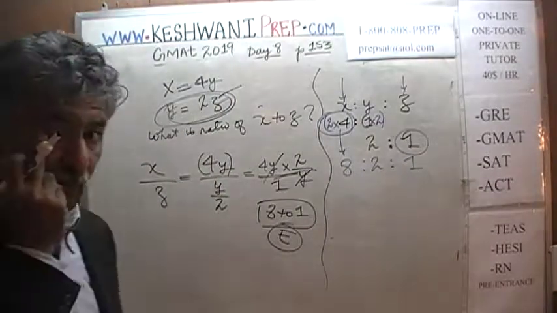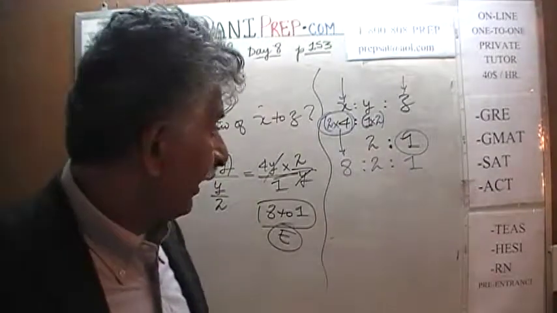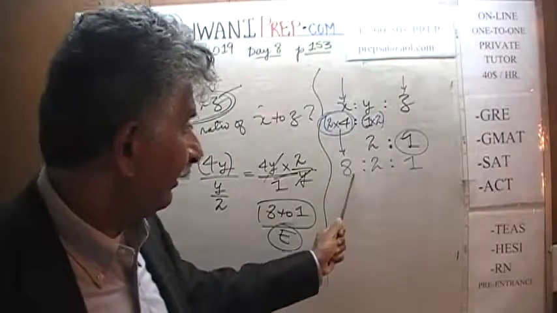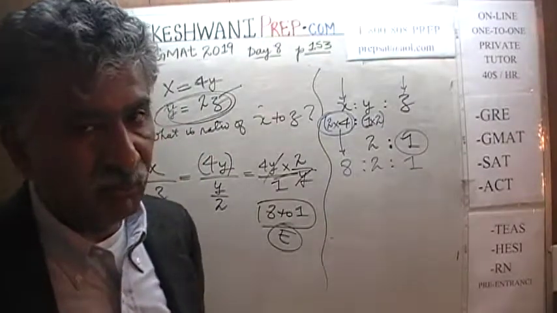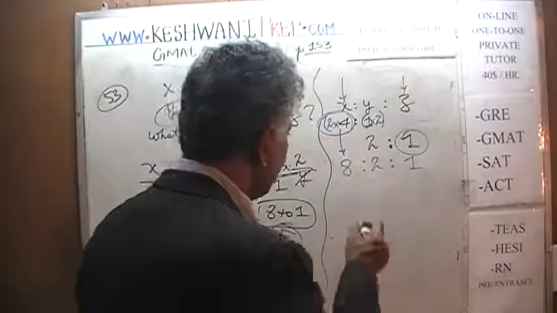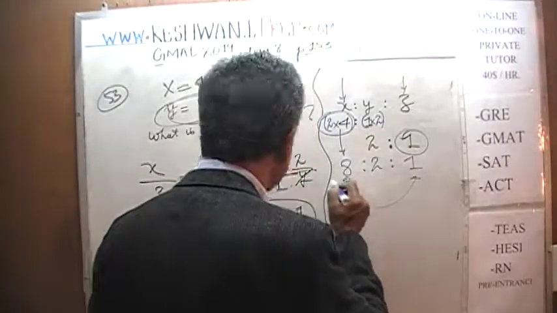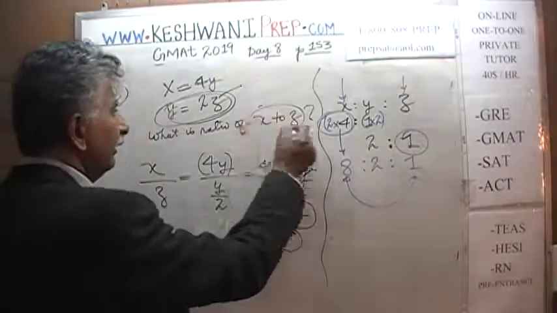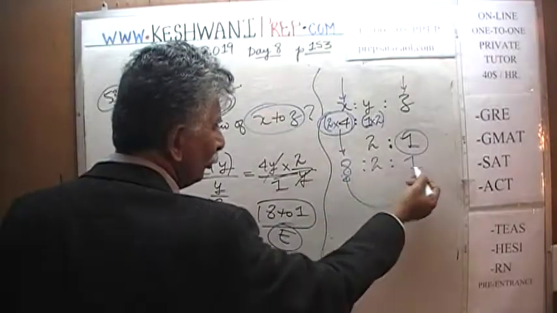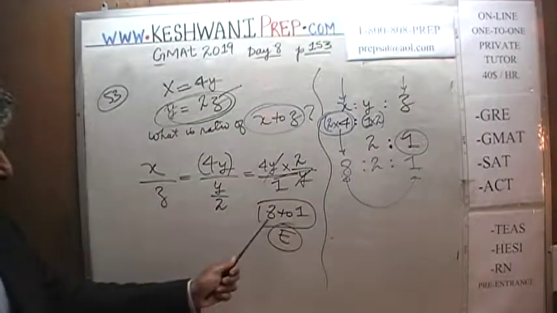What's the ratio of x to y to z? The ratio of x to y to z is 8 to 2 to 1. But they're not asking for the ratio of x to y to z, they're simply asking us the ratio of x to z. X to z is 8 to 1. Can you see that? Which is exactly what we have here, 8 to 1.